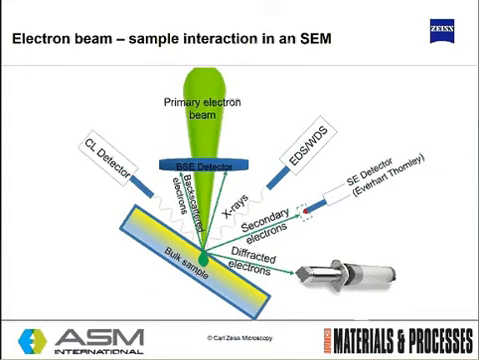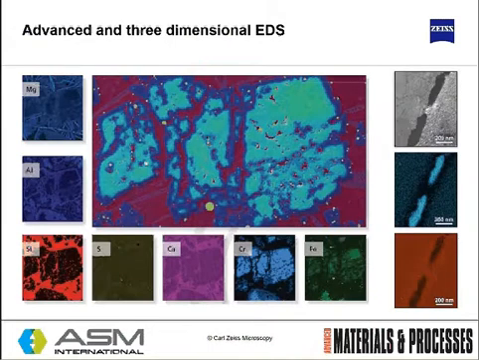Finally, the cathodoluminescence detector is able to analyse emitted visible light, which provides more information about the texture, particularly in geological samples. So let's recap again to remember the advanced EDS, and we'll go into three-dimensional EDS.